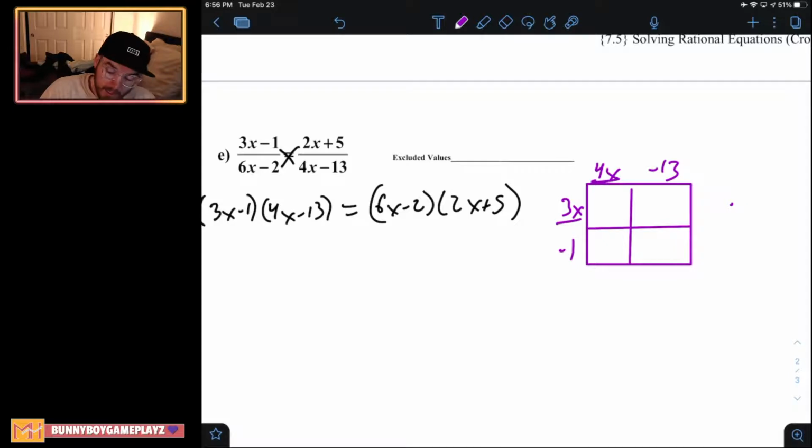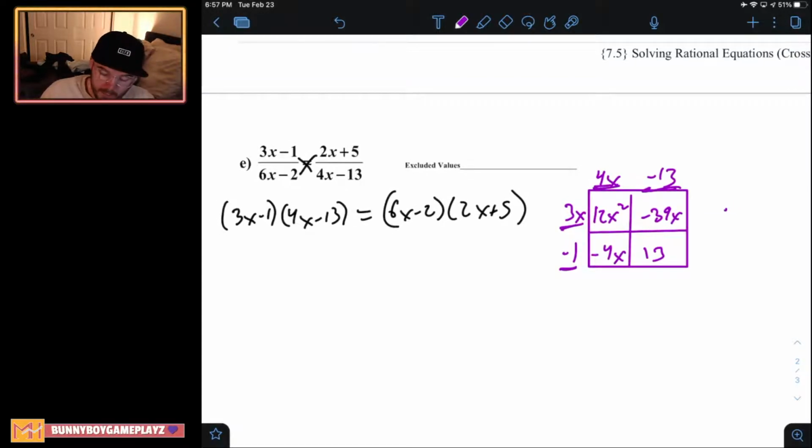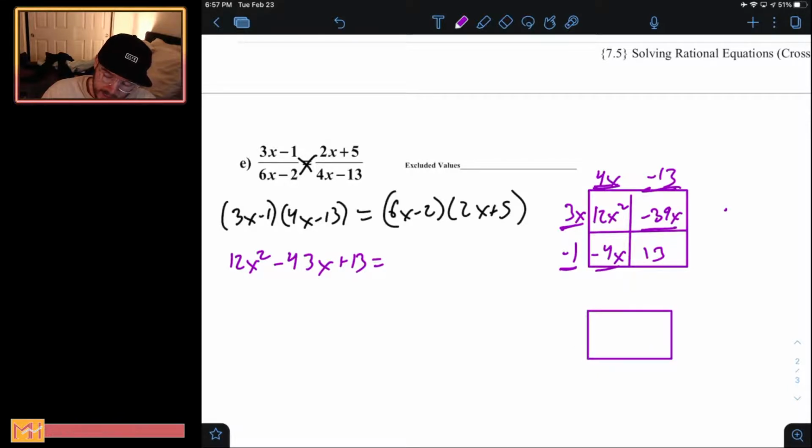3x times not just the 4x. I mean, we are going to do that, but 3x times -13 as well, which comes out to be -39x. And then -1 times 4x, which is -4x, and -1 times -13, which is +13. So when you combine them all together, the whole story is 12x squared, -39 and -4 make -43x plus 13.